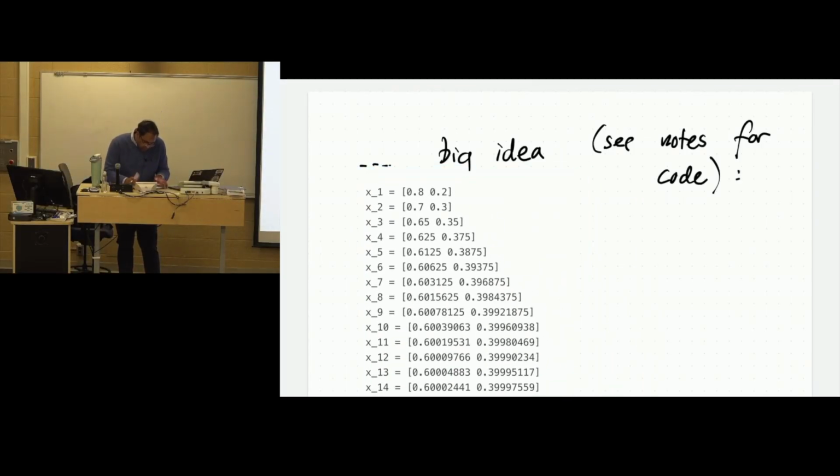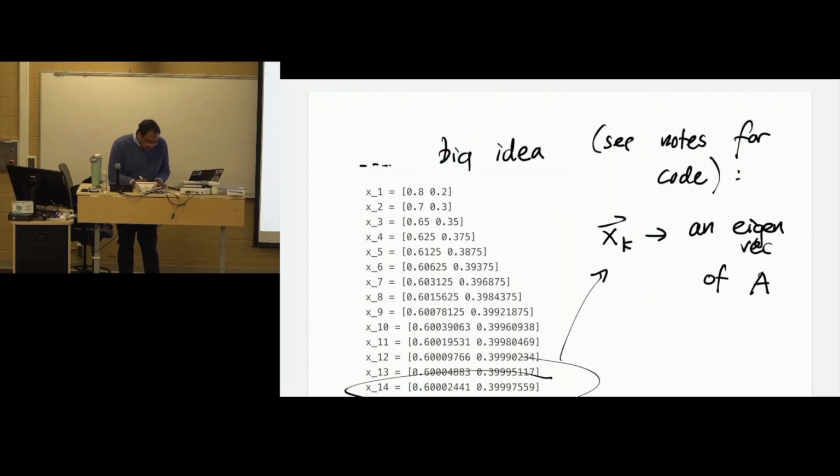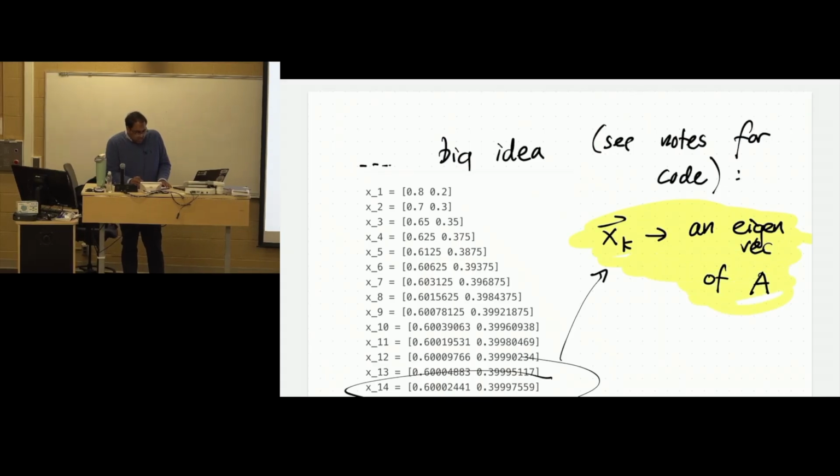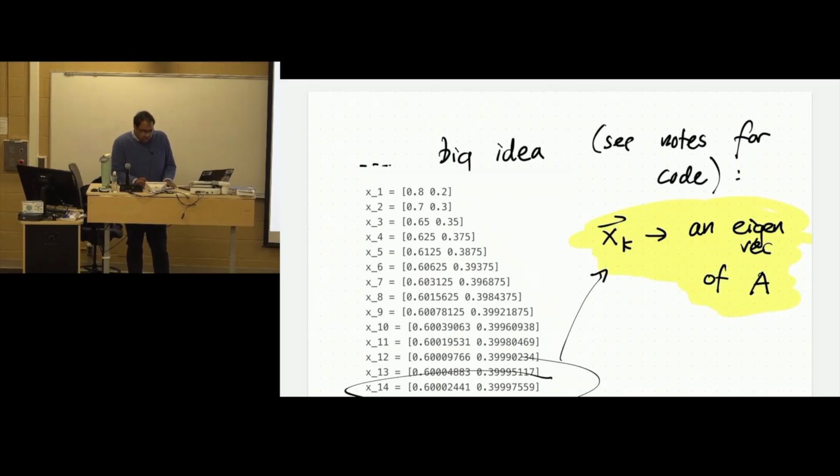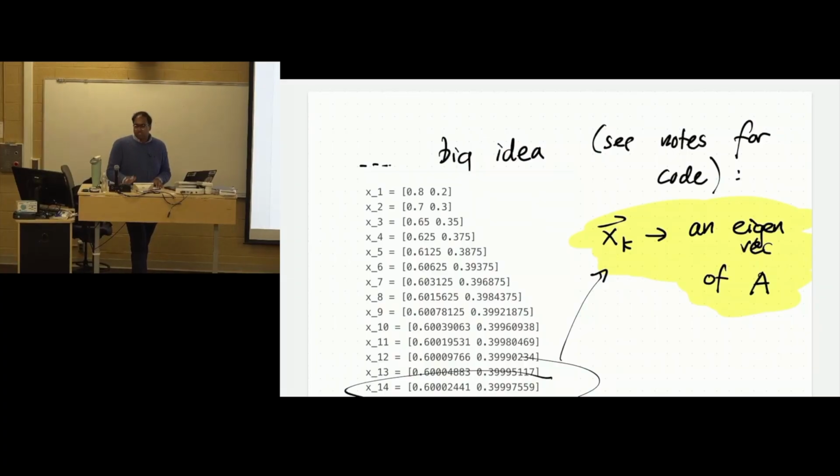Here's the big idea. xk approaches an eigenvector of A. It should not be obvious why this happens. Just looking at this, it seems like a coincidence. But the sort of thing we're going to study in homework 10 and the next few lectures is why this happens. But really quickly, let me give you a sketch of how you would show this to yourself, that that's true.